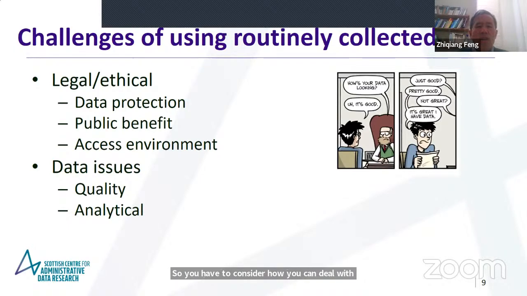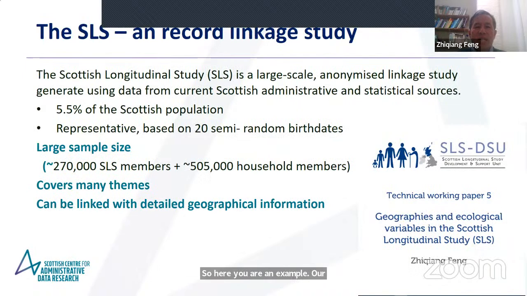So here is an example. Our Scottish longitudinal study is a record linkage study, and it includes 5.5% of the Scottish population. It is representative of the whole population and based on 20 semi-random birthdays. So everyone in Scotland, if their date of birth is one of the 20, will be in the database. So the sample size is fairly large, including about 270,000 people, and also including the household members.